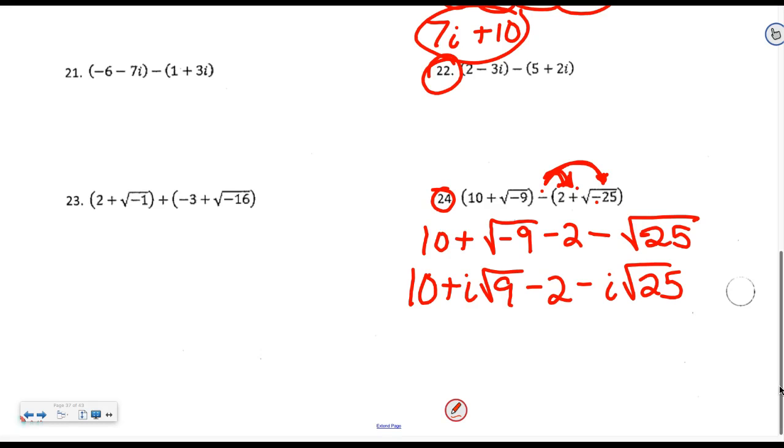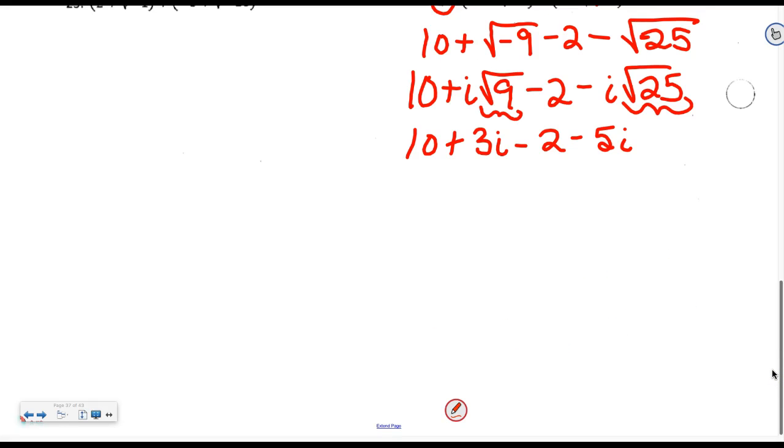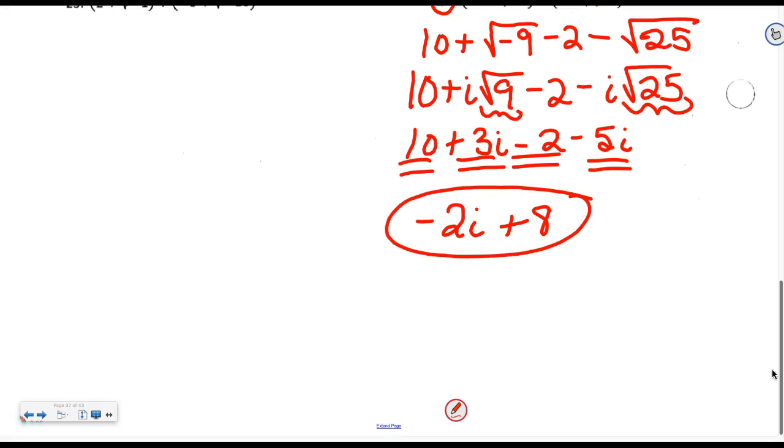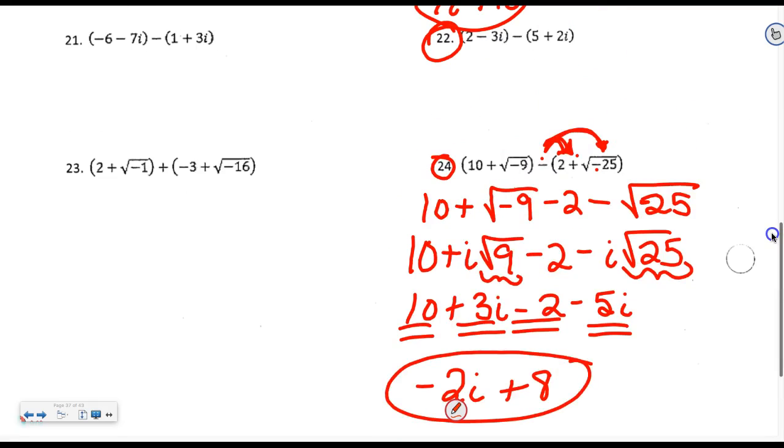I'll then go clean up my roots. I know that's a nice 3i, right? And I know this is a nice 5, so a nice 5i. I combine my like terms. 3 of these minus 5 of those makes -2 of those. And 10 down 2 makes 8. So you can say -2i plus 8 or 8 minus 2i. I would also like to see 23 before you quit today.